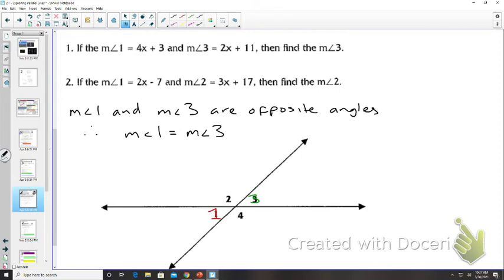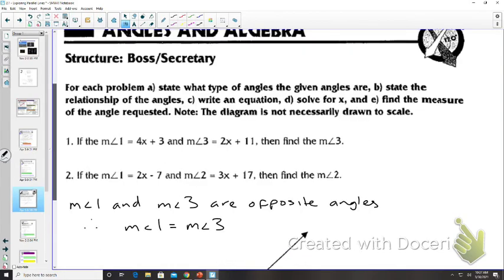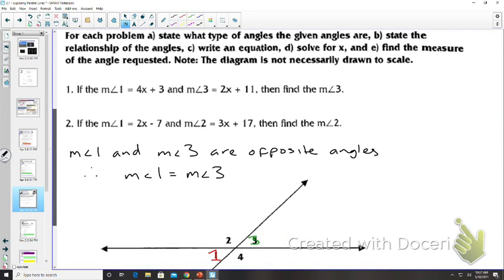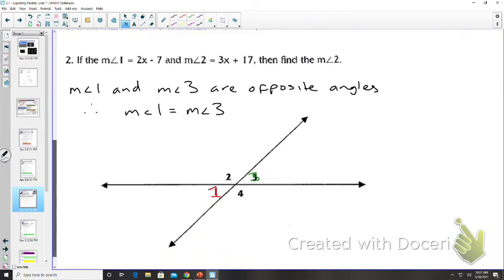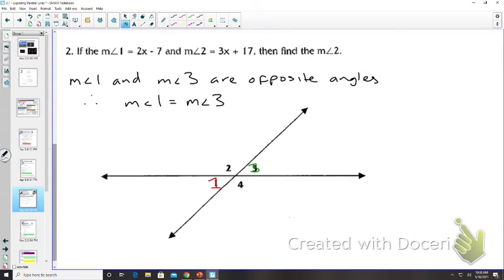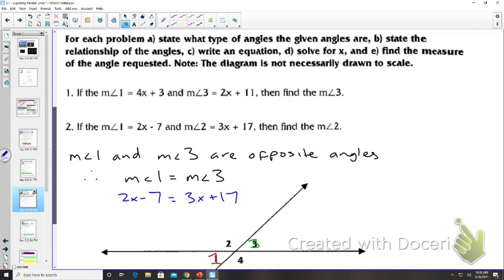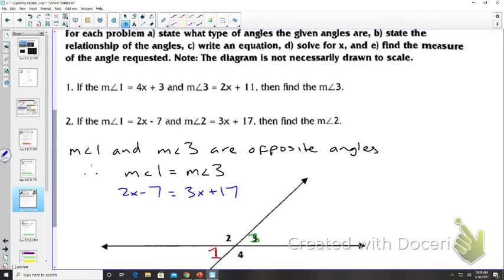So step 1, we are looking at our angles. What type of angles are they given, and what is their relationship? So they're opposite angles, therefore angle 1 equals angle 3. Okay, we're all good so far? We know measure of angle 1 is 2x minus 7, and the measure of angle 3 is 3x plus 17. So step 3 was write an equation, which we have here.